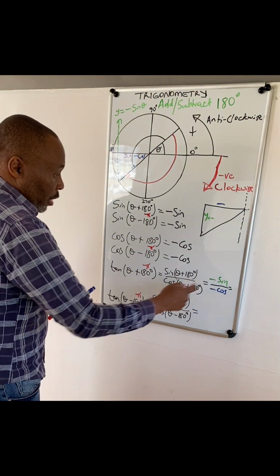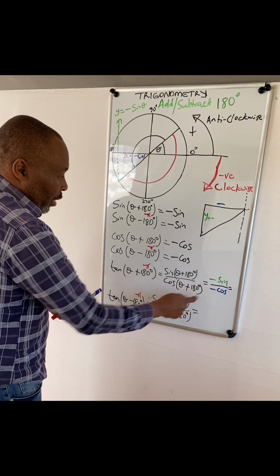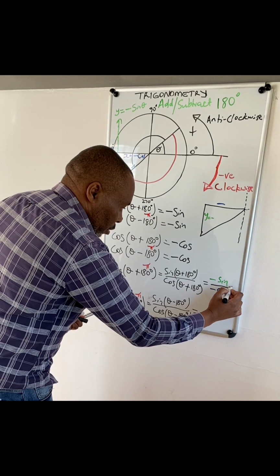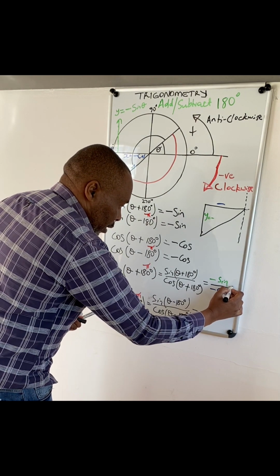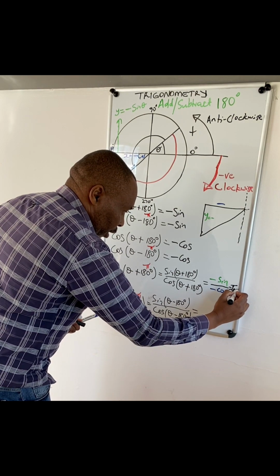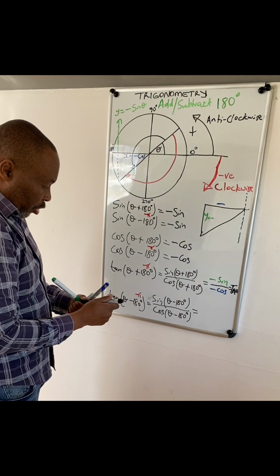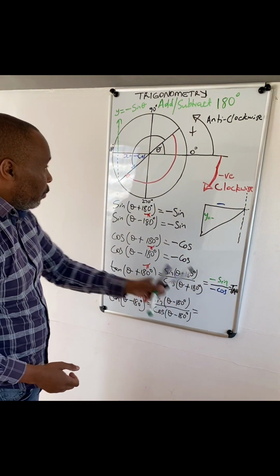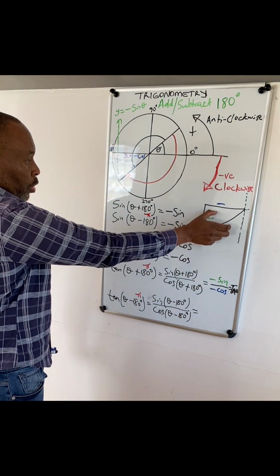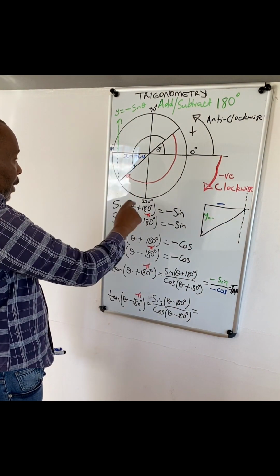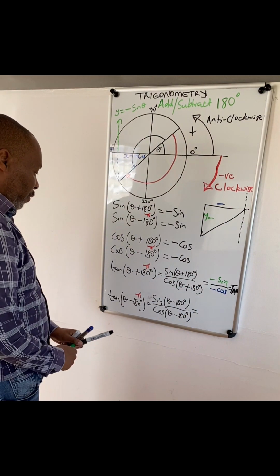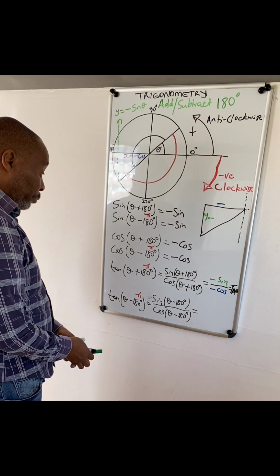Sine divided by cos is what? Is a tangent. And negative divided by negative is a what? Is a positive tangent. A positive tangent. And where is tangent positive? In the third quadrant. So in this very quadrant, tangent is positive, and that has proved our tangent to be positive in the third quadrant.